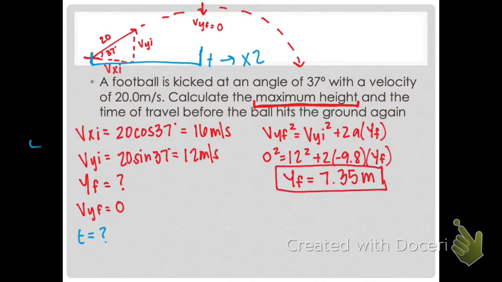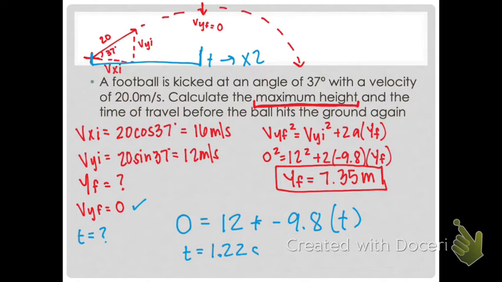So I'm going to solve for the time it takes on the way up. That means I can use final velocity equal to 0. So 0 equals 12 plus negative 9.8 times t, right? I'm using my first vertical equation to solve for the time it takes on the way up. And that gives me a time of 1.22 seconds. This is only the time it takes to reach the peak height. So I multiply that by 2 and I get 2.44 seconds.